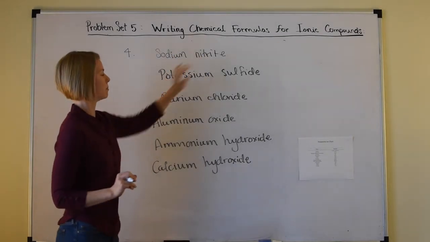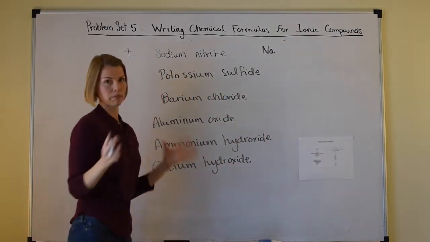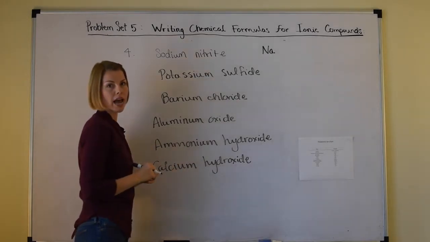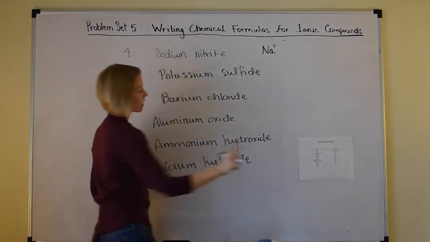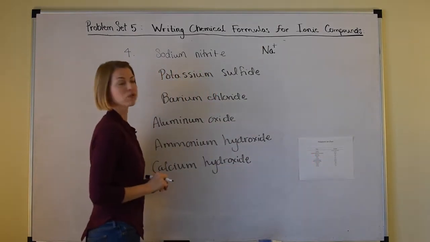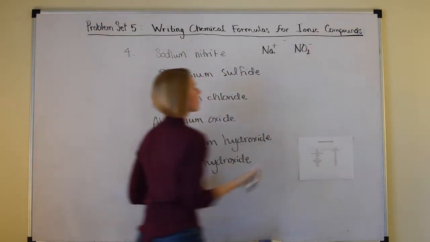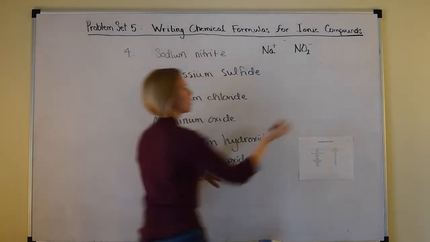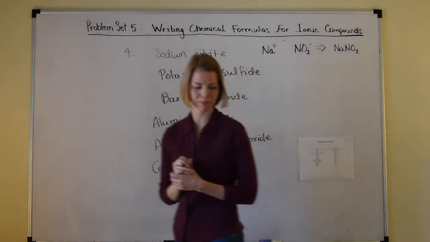All right, so sodium nitrite. Sodium, check your periodic table. I don't expect anyone to have this memorized yet. So check the group number. It's a group 1A metal, so it's going to have a 1+ charge. Nitrite is a polyatomic anion, so if you need to look up its formula, do so. You'll see that it has a 1- charge, so a 1+ and a 1-, they're going to balance out in a 1-to-1 ratio. So your formula is NaNO2 for sodium nitrite.